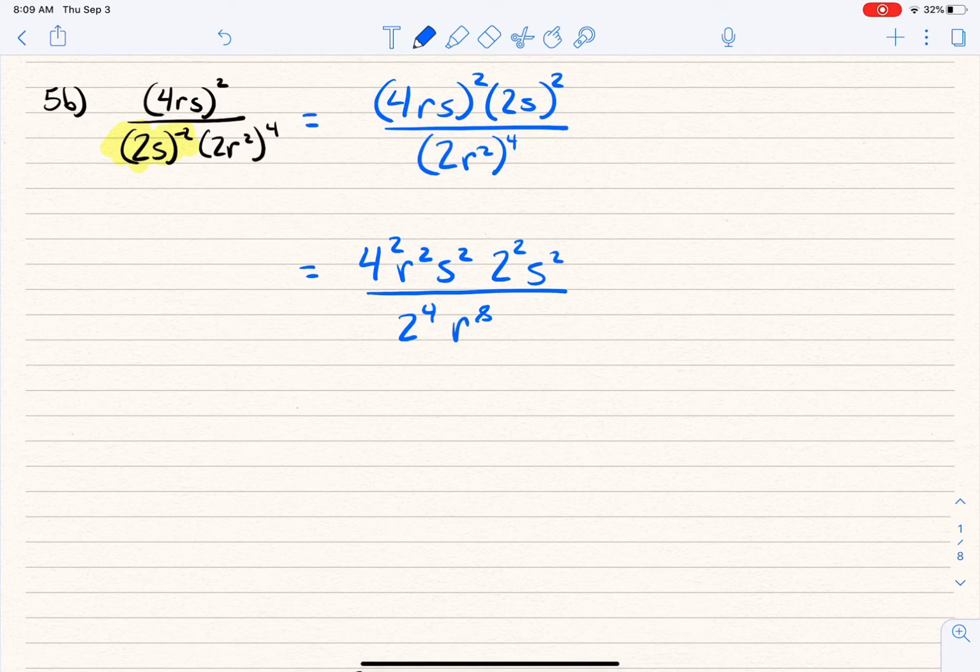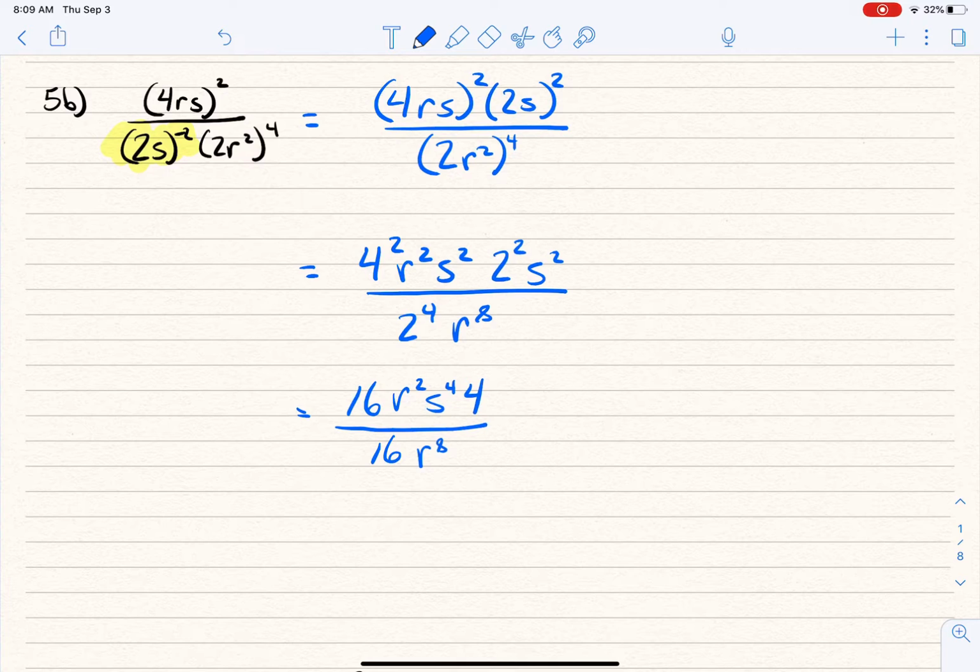All right, on the top, I can go ahead and combine things. 4 squared is 16, r squared, and that's the only r up there, so I'm just going to leave that r squared. And then I have s squared times s squared, which would give me s to the 4th. And then times 2 squared, which is, of course, 4. And maybe I should have gone ahead and multiplied the 16 and the 4, but, well, we'll just do that in the next step. All over 2 to the 4th is 16 times r to the 8th.